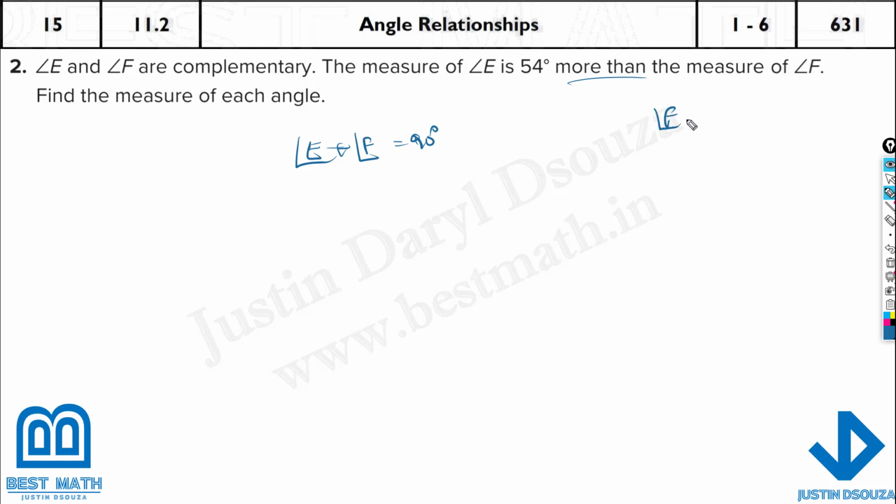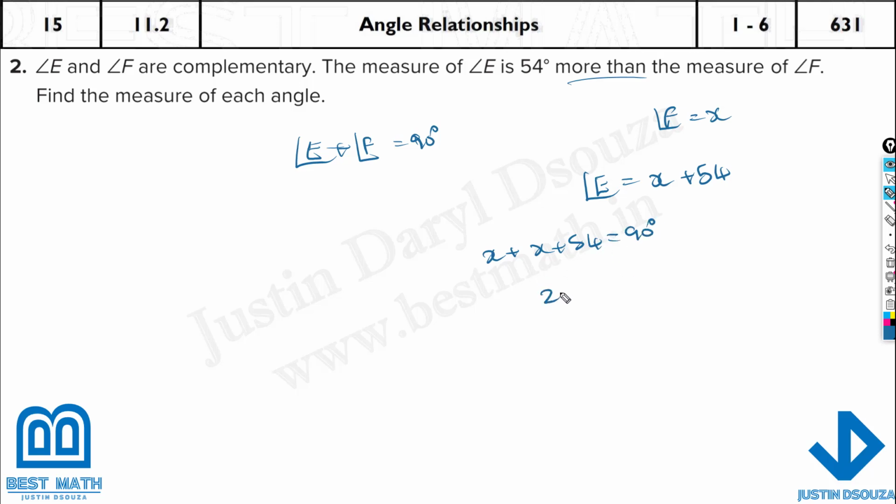So if I take the measure of F as x, what is E? E will be x plus 54, the measure 54 more. So these are the two angles. Now we can write the sum of them. x plus x plus 54 is equal to how much? Is 90 degrees, isn't it?